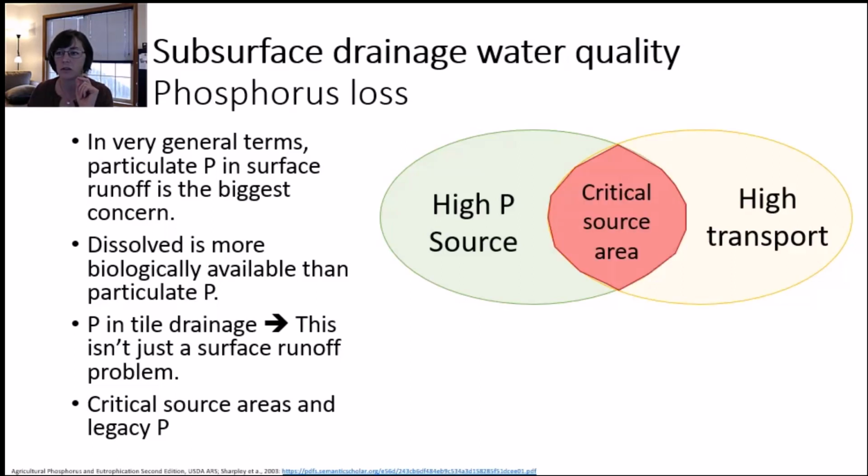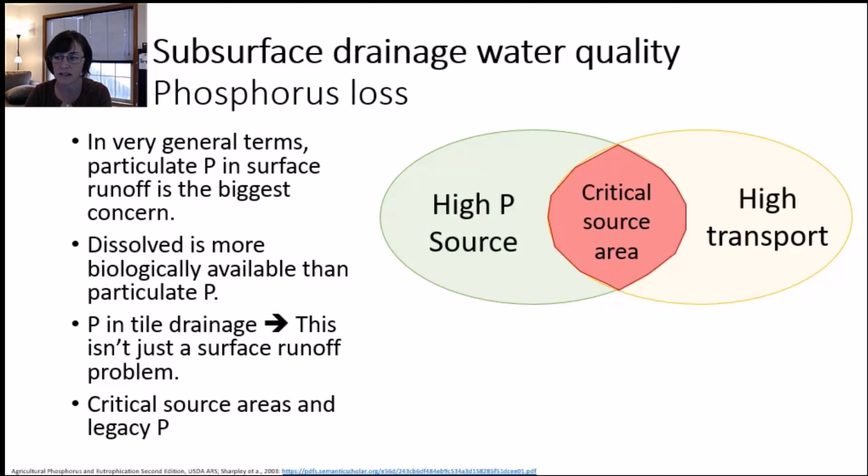This is called a critical source area, and management of phosphorus and mitigation practices for minimizing phosphorus loss should focus on areas where these two conditions intersect. These are called, again, critical source areas. A high phosphorus source with little opportunity for transport might not constitute an environmental threat.